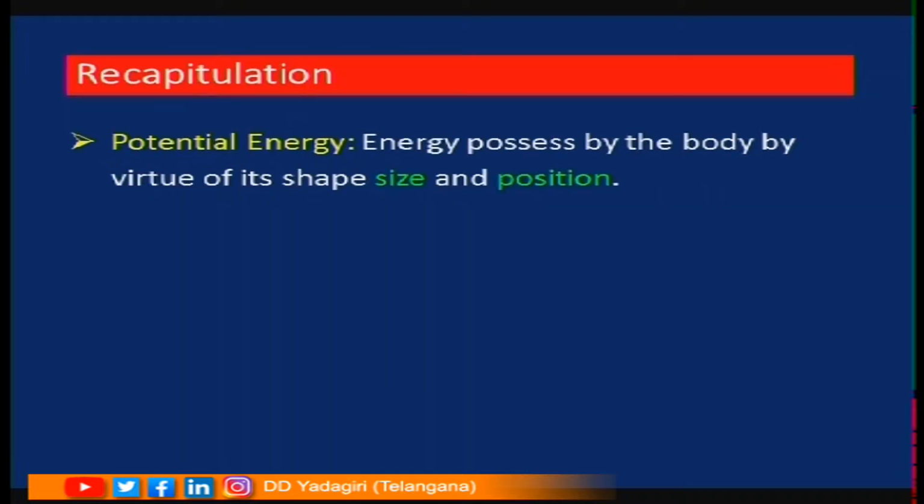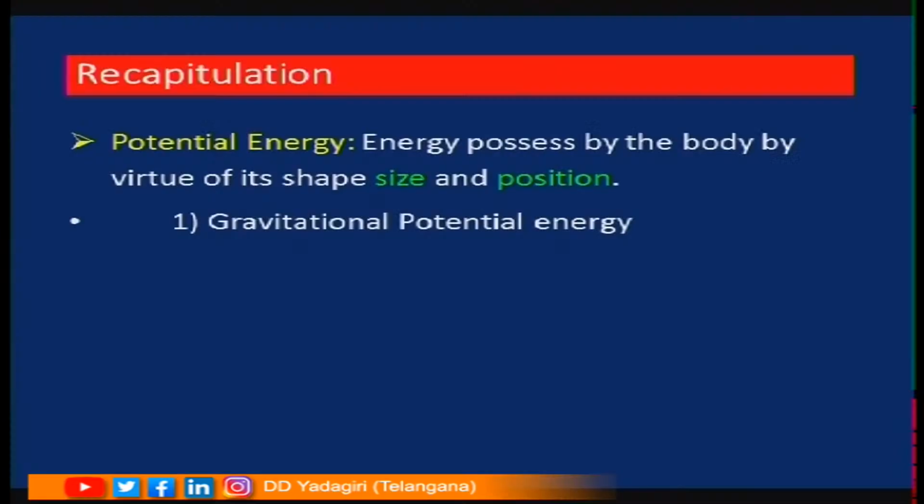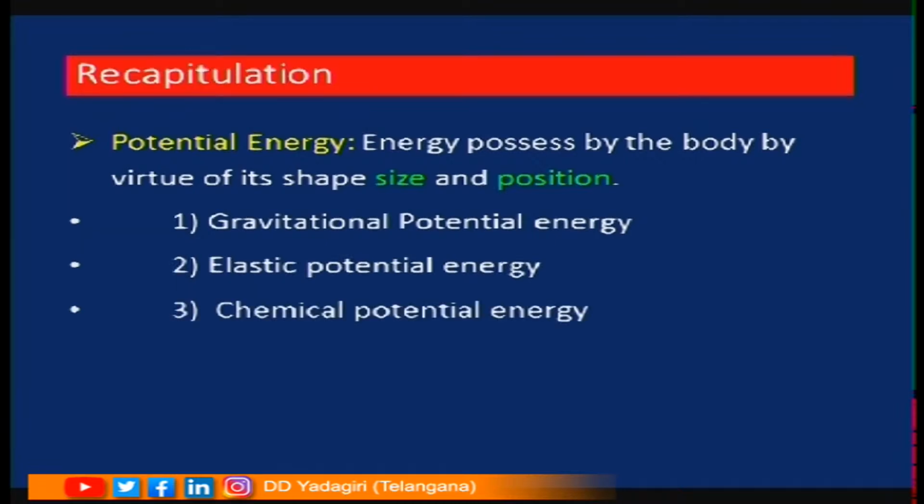Potential energy is the energy possessed by the body by virtue of its shape, size and position. When the object is at rest at any position, the object possesses potential energy. And also we discussed about the types of potential energies. Those are gravitational potential energy, elastic potential energy and chemical potential energy.